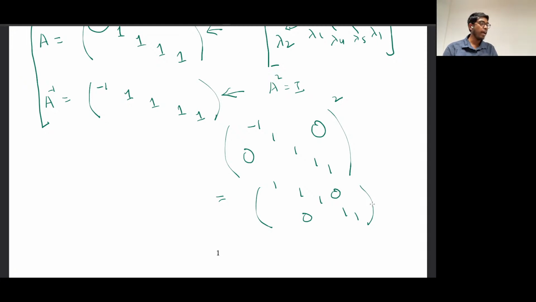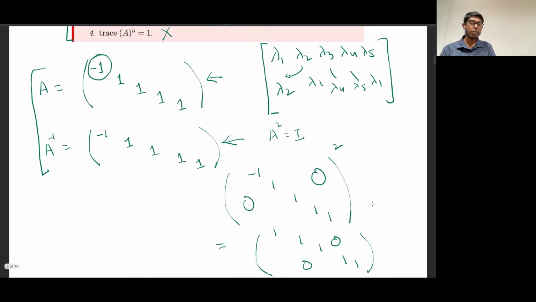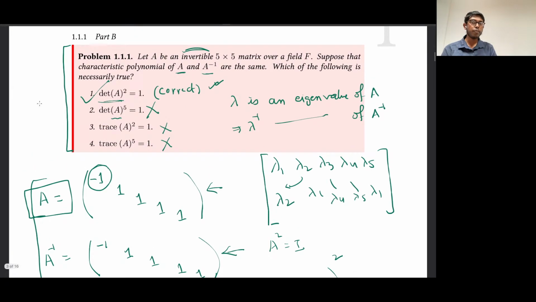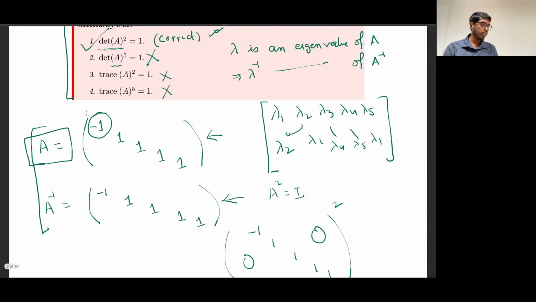Yeah, of course. See, in general, I'm not saying that A square is an identity matrix. Of course, in general, that's not true. But what I'm saying is, in this example, if I have constructed A as this, then A square is identity just for this example. And therefore it will discard options 2, 3, and 4. And that's why these three are false.